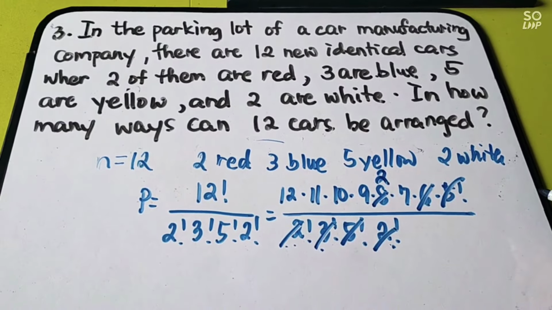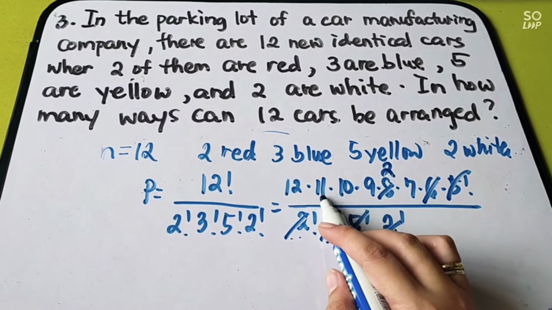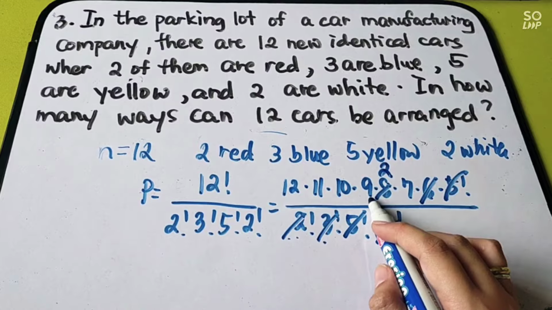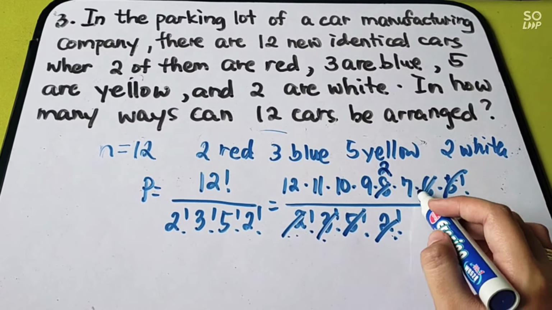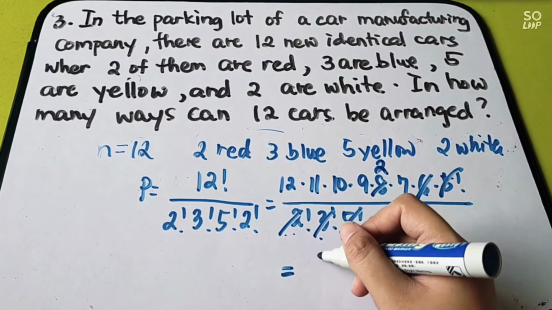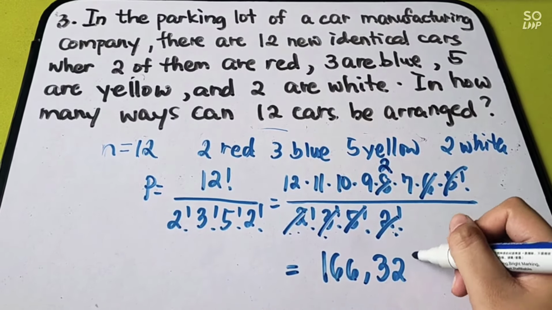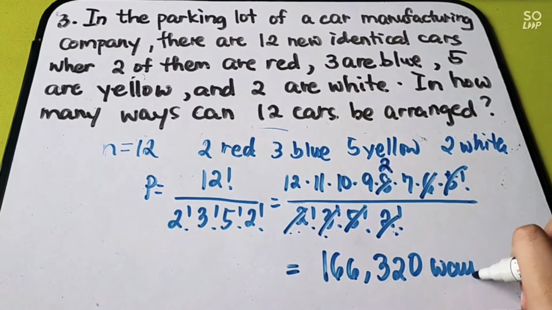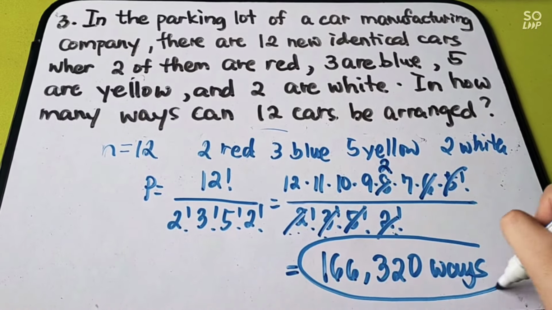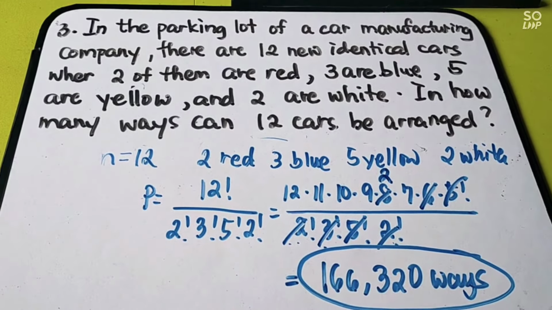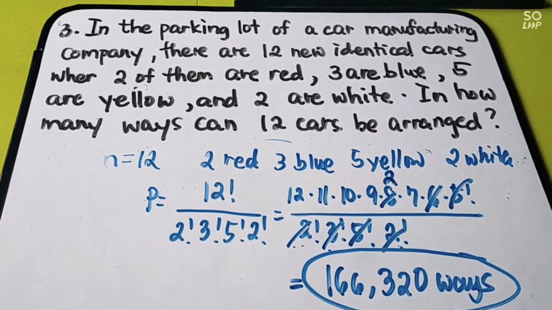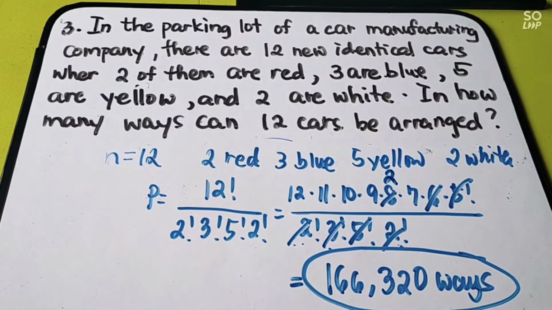Then, if you are going to multiply 12 times 11 times 10 times 9 times 2 and times 7, the answer here is 166,320 ways. So, that is the answer. Is it clear? So, yan yung tatlong kinds ng permutation.